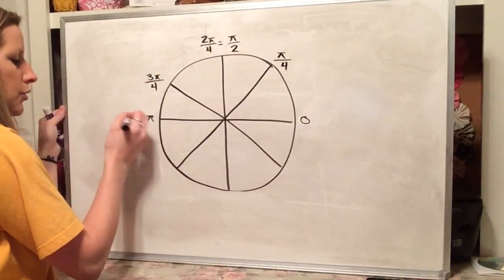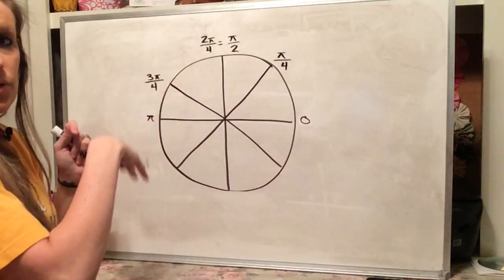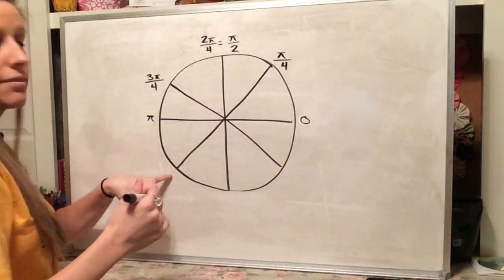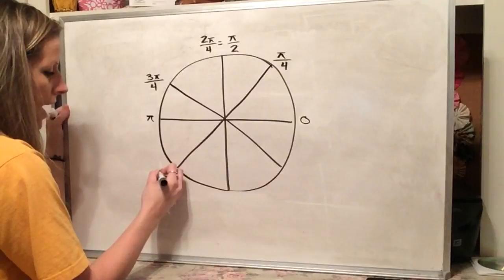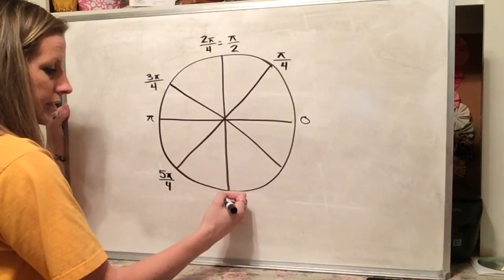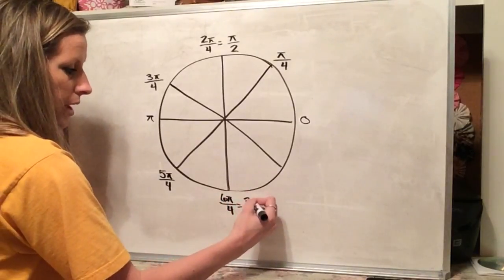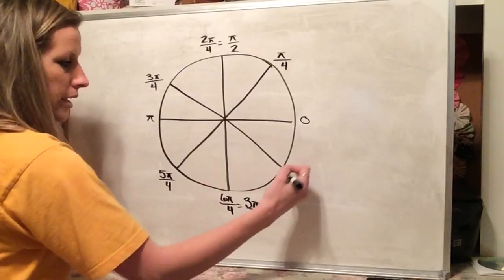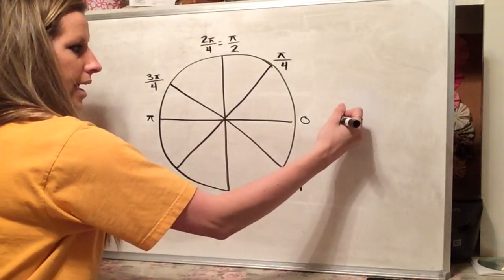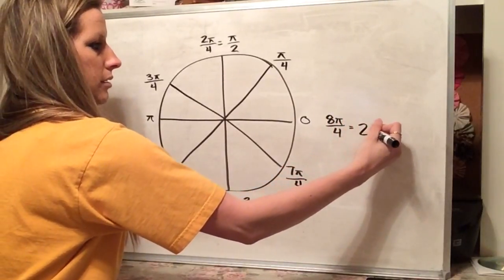And then 4 over 4 will reduce to 1. Okay? And keep going with those numbers. So I have 1, 2, 3, 4. My fifth line is going to be 5 pi over 4. 6 pi over 4, which will reduce to 3 pi over 2. 7 pi over 4. And 8 pi over 4 is the same thing as 2 pi.